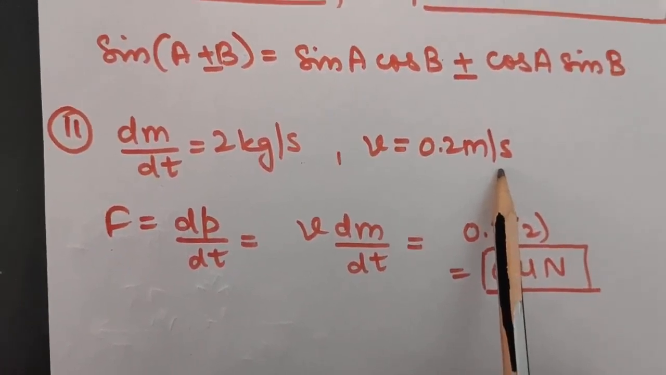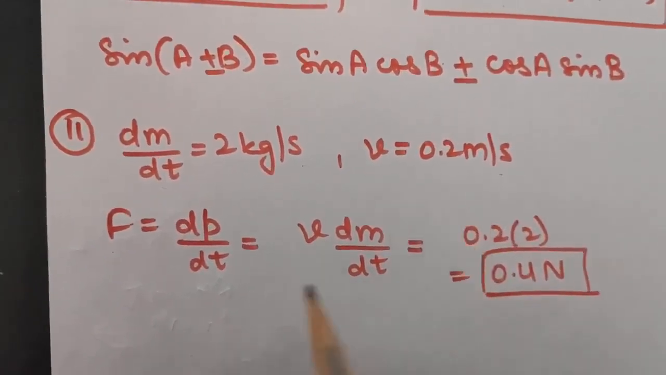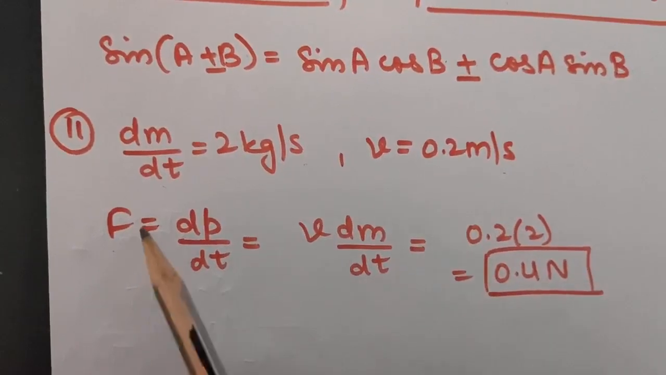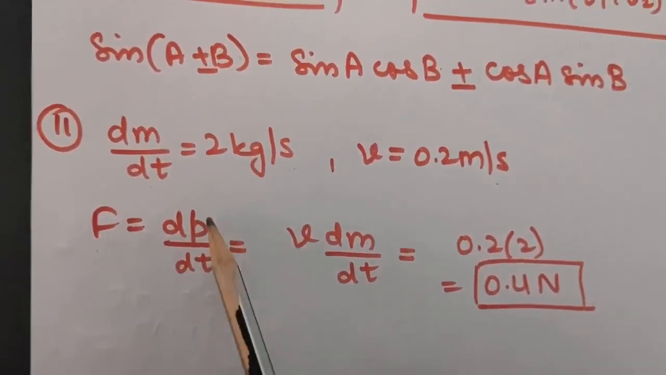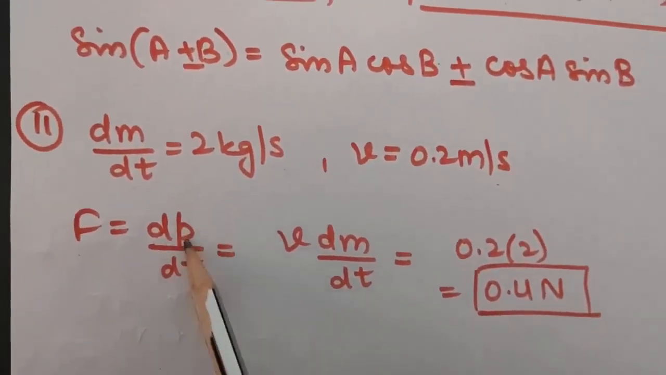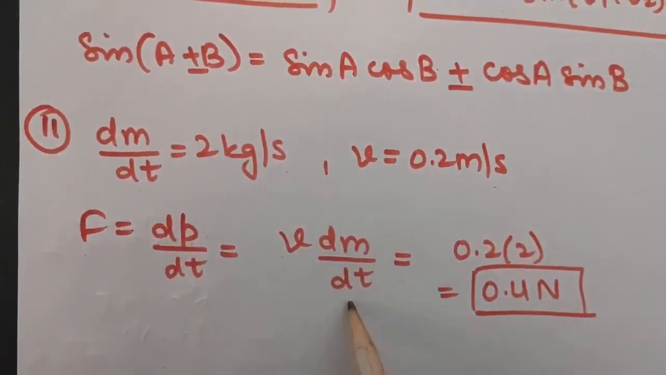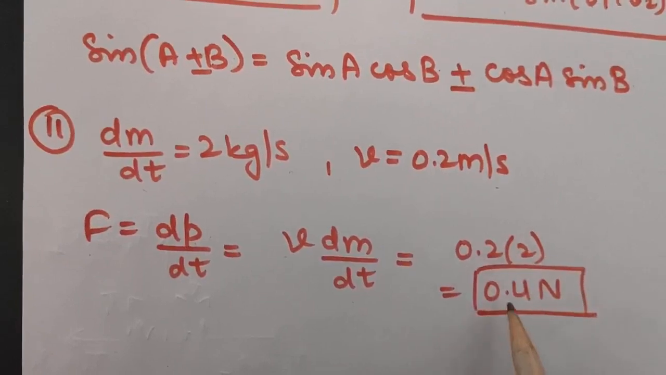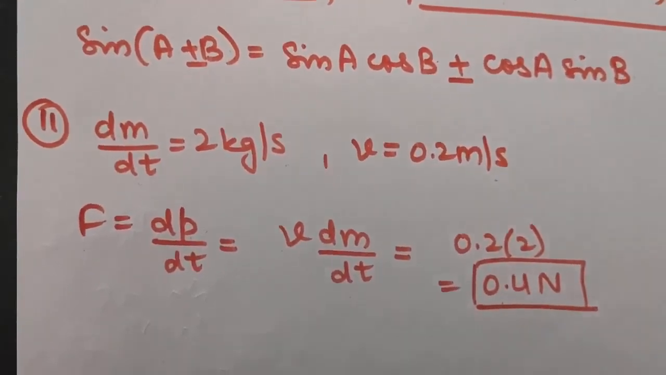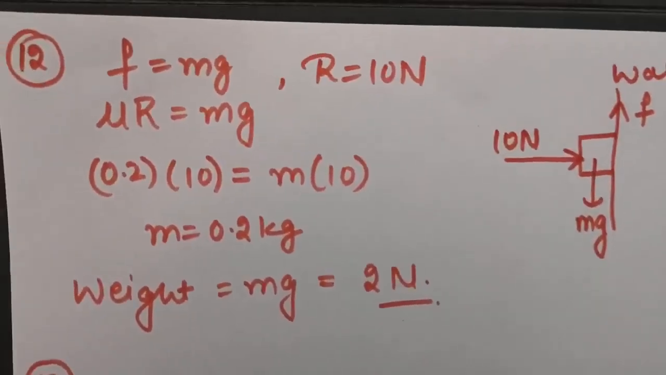Then you have to calculate what will be the force required to keep the belt moving. Again, from Newton's second law, you know F is equal to dp by dt. Again, p is mv, and because v is constant, it will come outside: dm by dt. So just put their values, and you'll get the answer to be 0.4 newtons. Okay, so the next is question number 12.